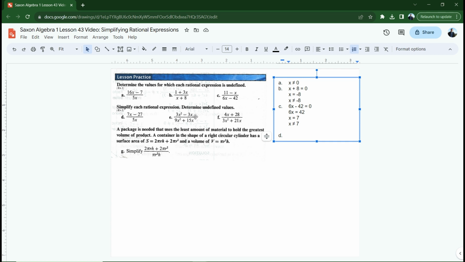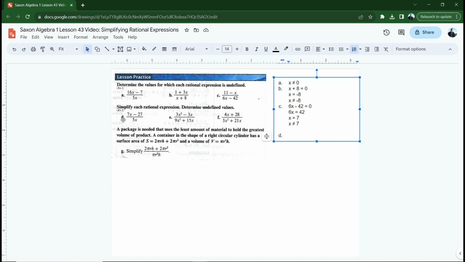And a lot of times, again, when you see lesson 43 questions, you're going to find that some pretty complicated fractions simplify to pretty simple fractions. But also, you'll sometimes find that complicated looking fractions sometimes can't simplify at all. So let's take a look at D and figure out what kind of problem that is.